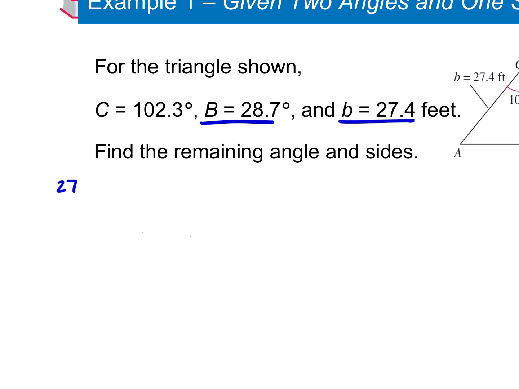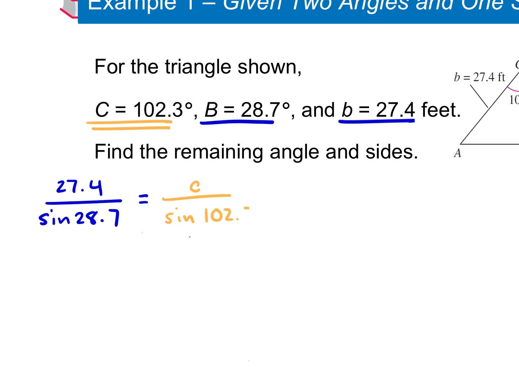So we have 27.4 over sine of the angle, 28.7. Then that's going to be equal to, the next piece of information we have is angle C. So I'm going to use angle C to help me find side c. So I want to find its pair. So I'm going to say c over sine of the angle, 102.3.